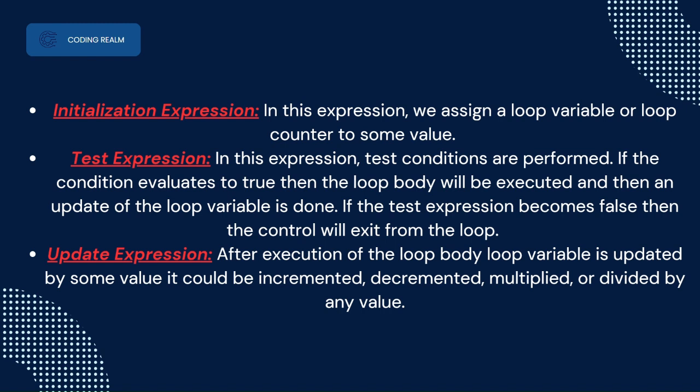For example, of the test expression, i is less than 5. Update expression: after execution of the loop body, the loop variable is updated by some value. It could be incremented or decremented, multiplied or divided by any value. For example, i++ or i--. This is the increment and decrement.